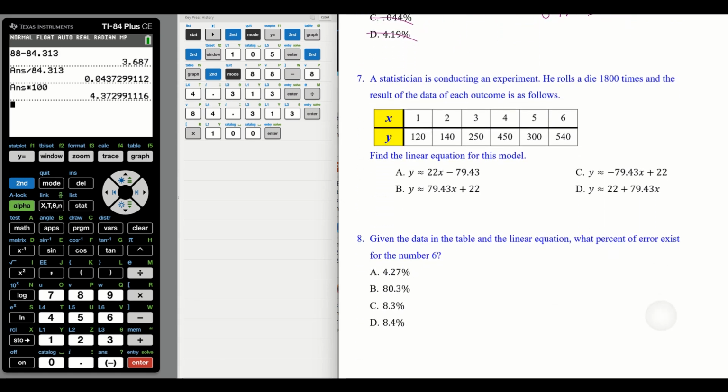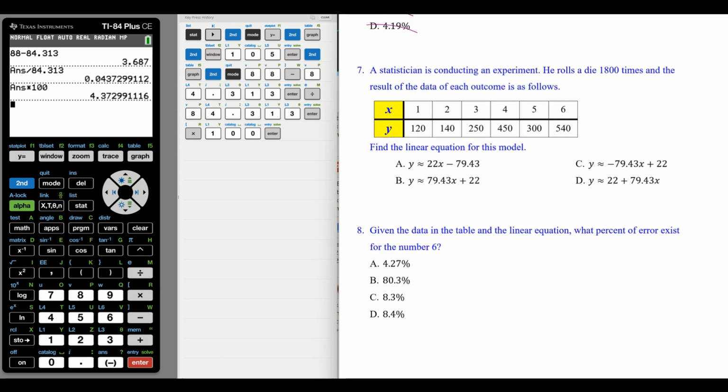Let's go to number 7. Looks like they need us to enter some more stuff. A statistician is conducting an experiment. He rolls a die 1,800 times, and the result of the data of each outcome is as follows. Okay, so we have our table. We have to enter our table, then find the linear equation for the model.